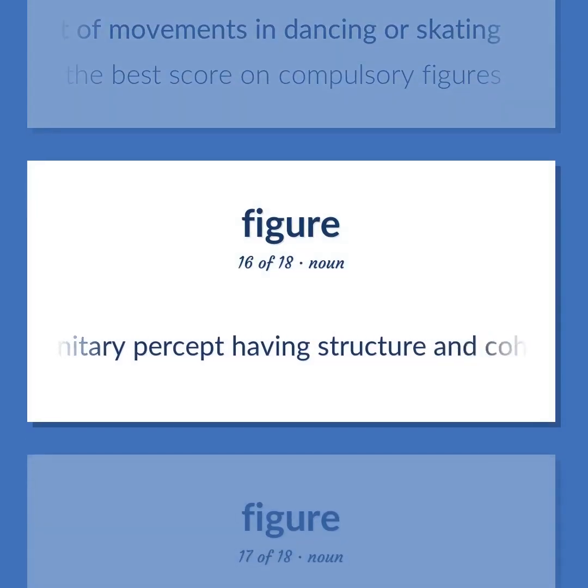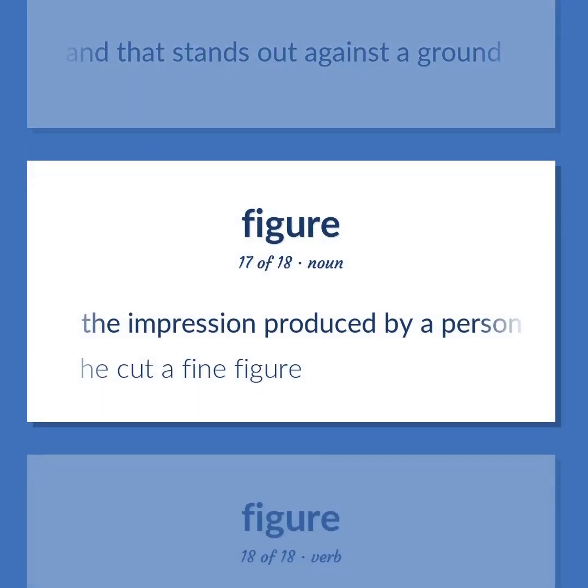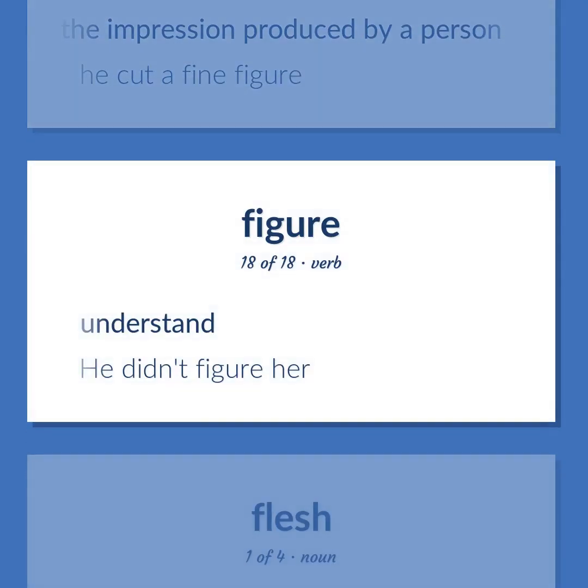A unitary percept having structure and coherence that is the object of attention and that stands out against a ground. The impression produced by a person. He cut a fine figure. Understand. He didn't figure her.